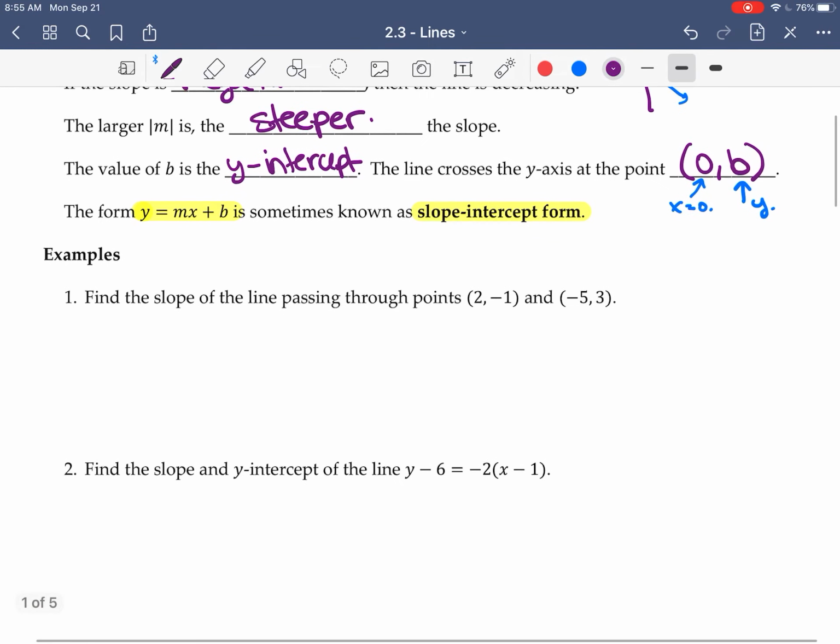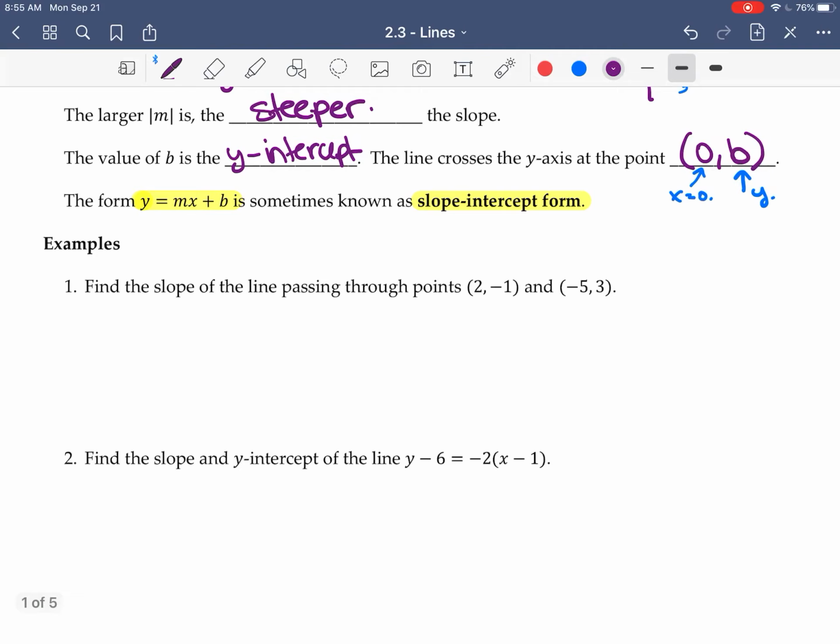Let's just do a couple of examples. If I wanted to find the slope of the line passing through these 2 points, 2, -1 and -5, 3.